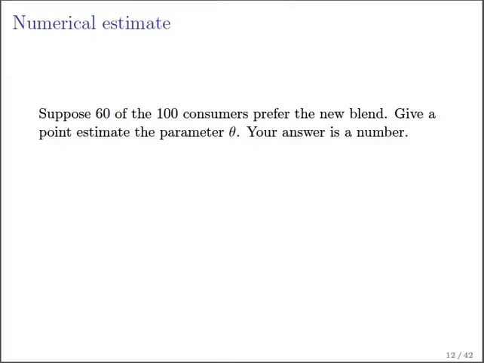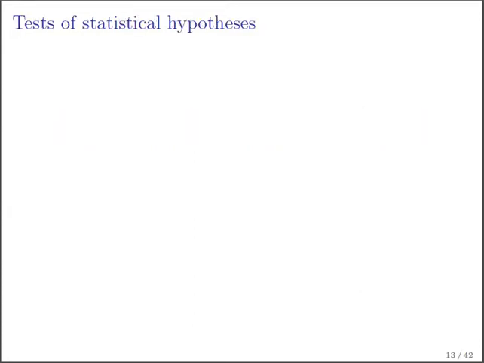A numerical estimate. Suppose that 60 of the 100 consumers prefer the new blend. Give a point estimate of the parameter theta. Your answer is a number. Well, okay. This is the way I typically state questions, and it's helpful to have a number. We'll do it with R. Assuming you're familiar with R, and you will be if you're not already. Anyway, p is 60 over 100, and when we type p, we get 0.6, and that's the numerical estimate.